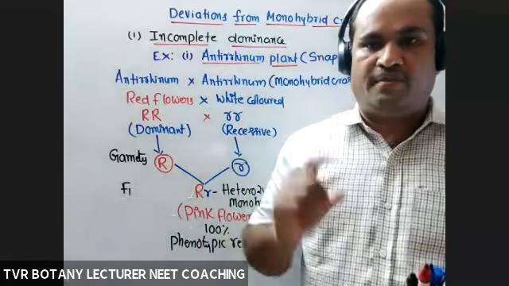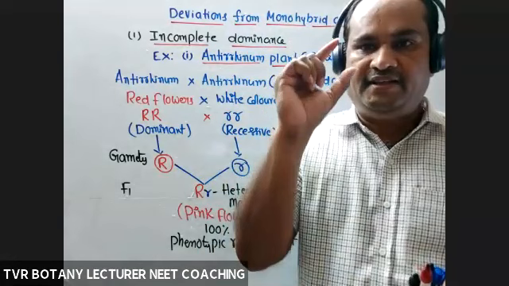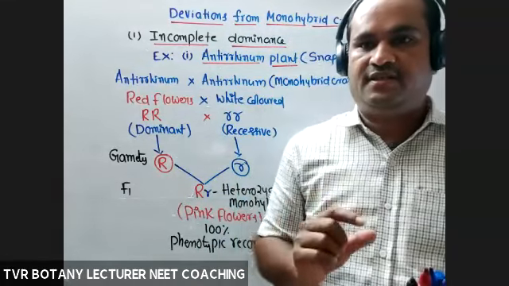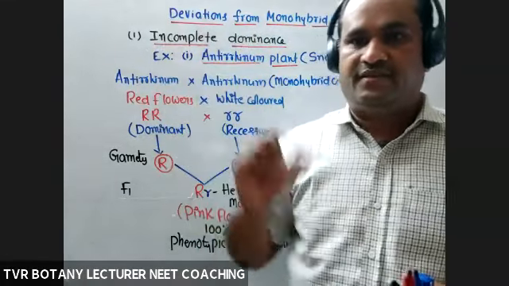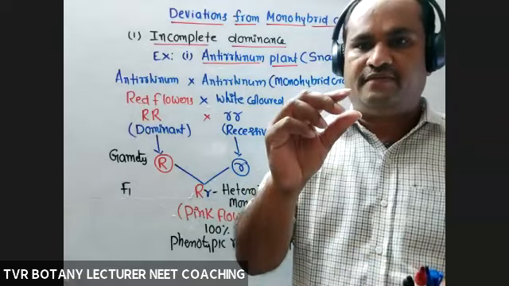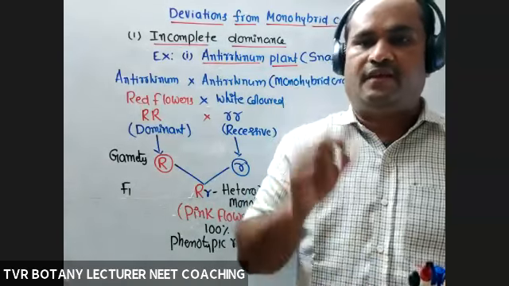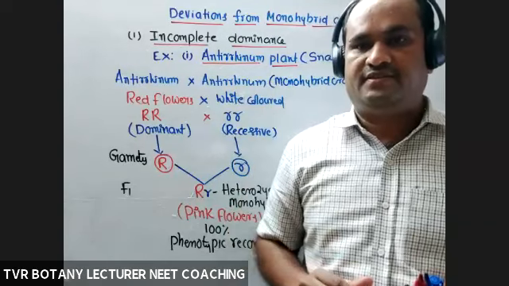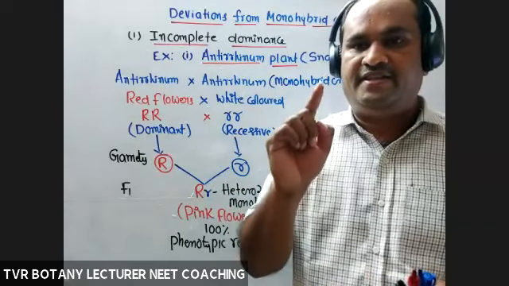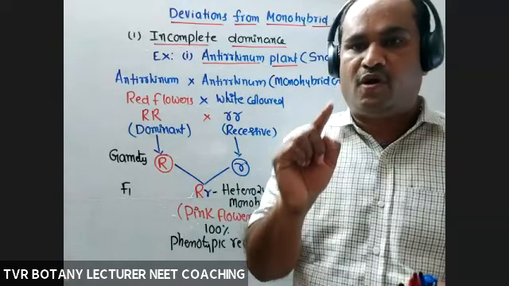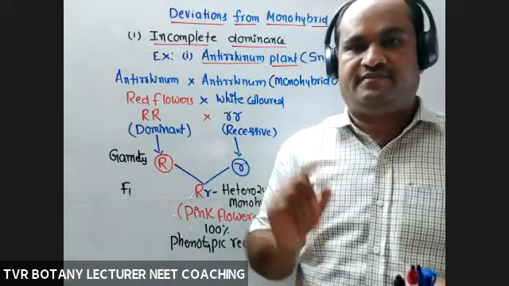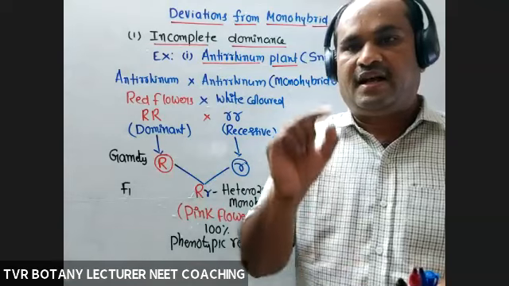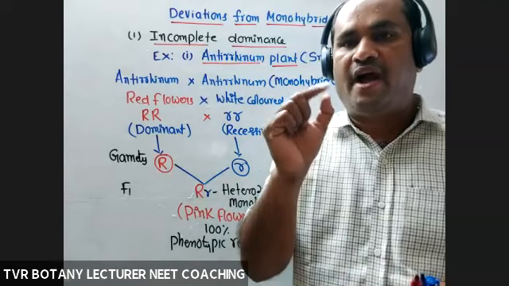Go back to Mendel's monohybrid cross: Pisum sativum with violet flowers crossed with Pisum sativum with white colored flowers. Their F1 is capital W, small w, heterozygous, and the color of the flower is violet.